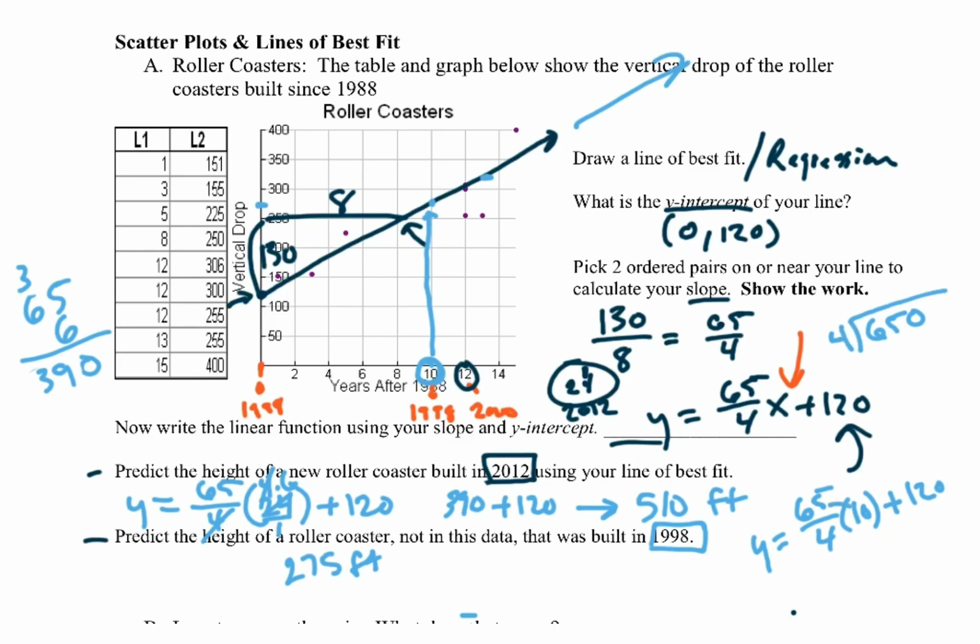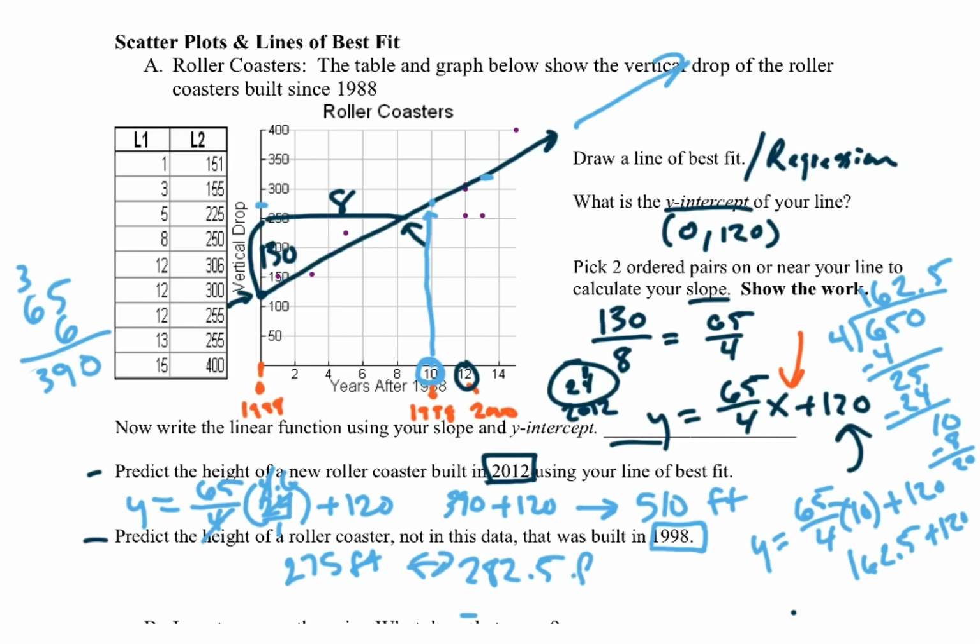So we could do it that way as well, which if we multiplied 65 times 10 is 650 divided by 4, we would get something like this, 162.5 plus 120 would give us 282.5, which was pretty close to our other one. So you could go with either one of those, okay?